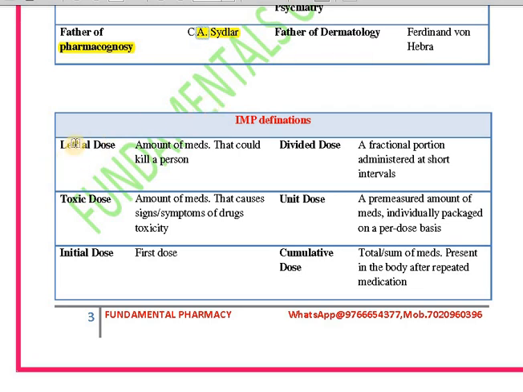So first one is lethal dose. What do you mean by lethal dose? What do you mean by toxic dose? So lethal dose is nothing but the amount of medicine or amount of drug that could kill a person. That is known as lethal dose. And what is meant by toxic dose? Amount of medicine or drug that can show signs and symptoms of drug toxicity. Okay, and every toxic dose is not every time a lethal dose.